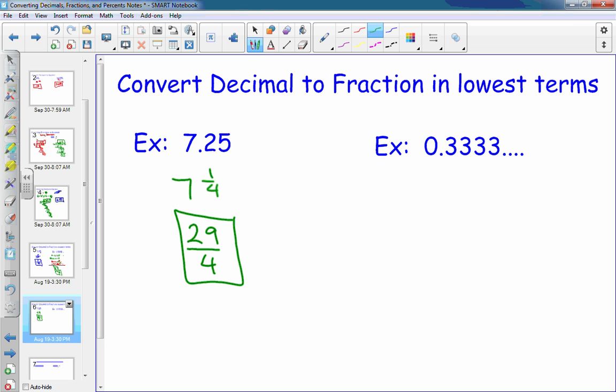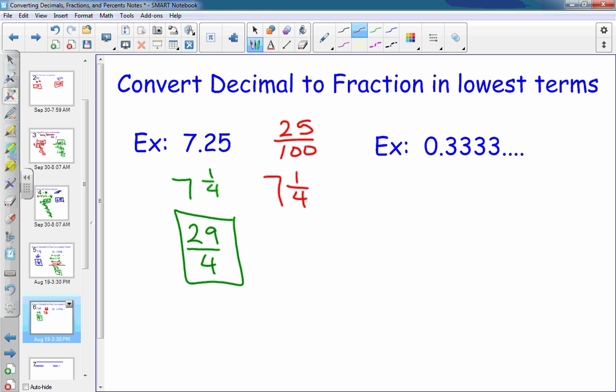0.25 is the same thing as saying 25 over 100, right? Yes? If I were to reduce that, how many quarters are in a dollar? 4, which is why I have 1/4. So this is the same thing as 7 1/4. Does that make sense now? Do we see it? Okay, perfect.